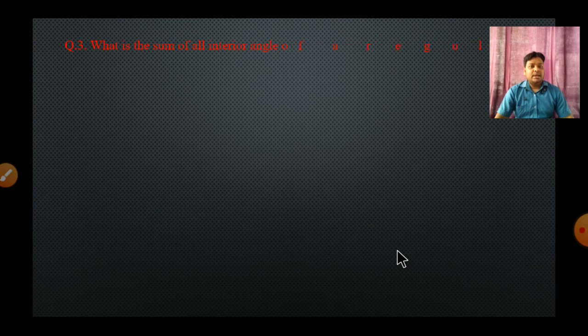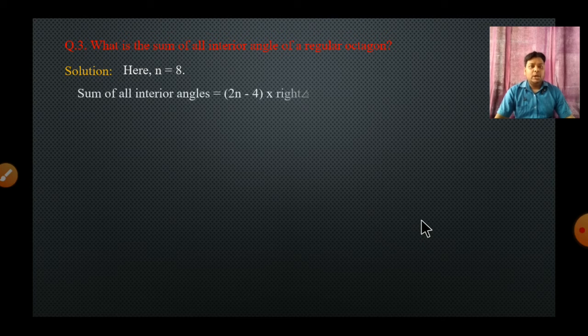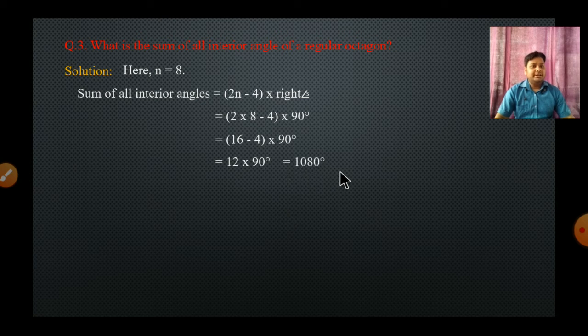This time we have to find the sum of all interior angles of a regular octagon. Octagon means 8 sides, so n is equal to 8. The sum of all interior angles is equal to 2n minus 4 into right angle, because here we have to find the interior angles. So 2 into 8 is 16, minus 4, into 90 degree. 16 minus 4 is 12, into 90, that is 1080 degree. And this is the answer to this question.